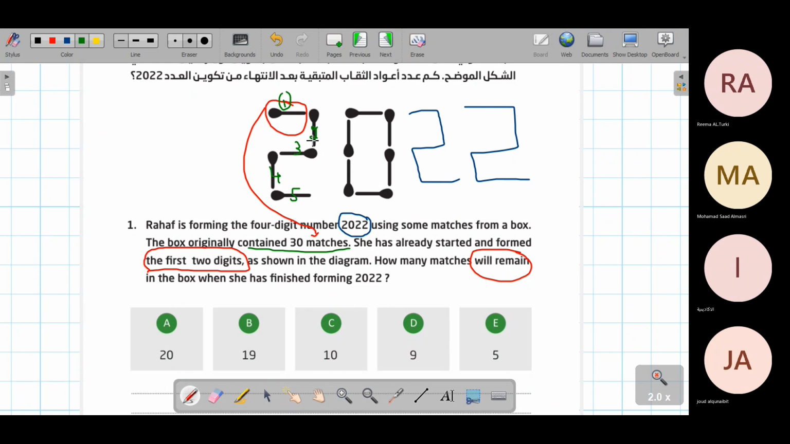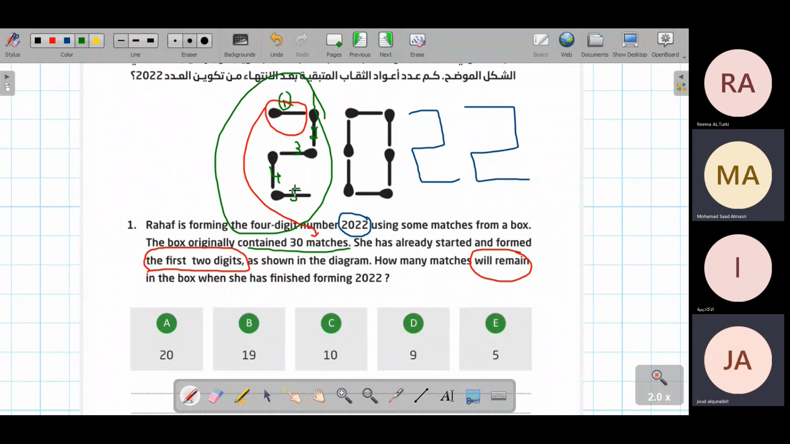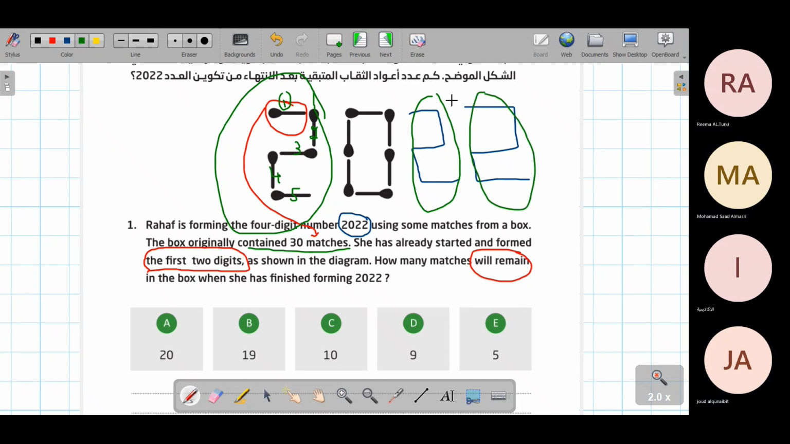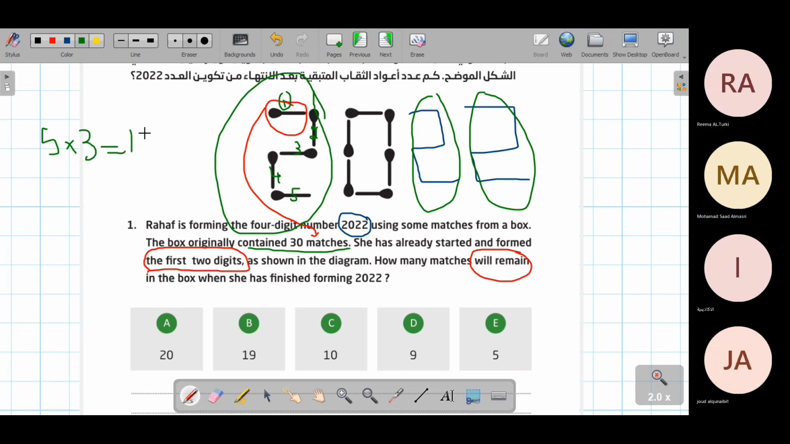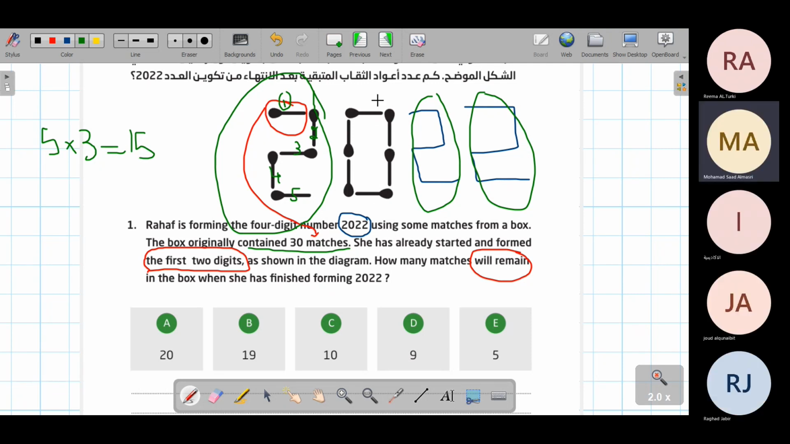How many 2s do I have in the number 2022? No, pay attention. This is the first 2, and I already used 5 matches. So this is another 2 and another 2. I have 5 for the first 2, 5 for the second 2, 5 for the third 2. So how many matches do I have? 15.